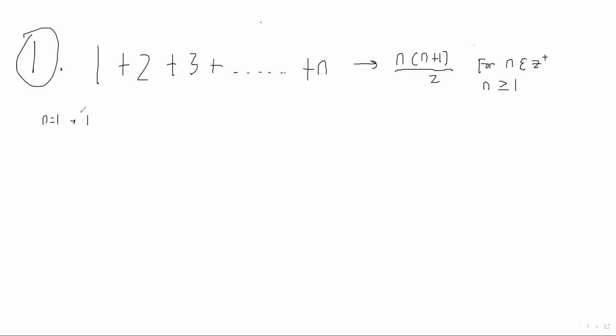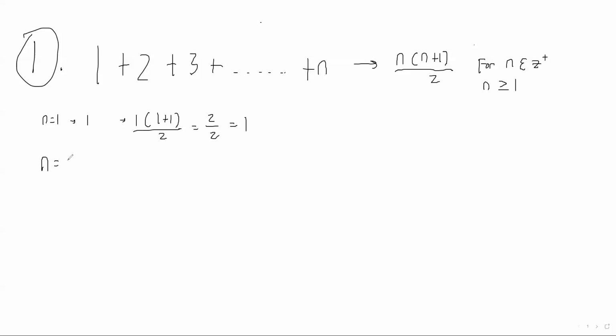Now, let's try to put n equals 1 into the formula. So what do we have? We're going to end up with 1 bracket 1 plus 1, and then divided by 2. So we're going to end up with 2 over 2, and that's also equal to 1. So actually the formula and the sequence have the same value here, at least for when n equals 1.